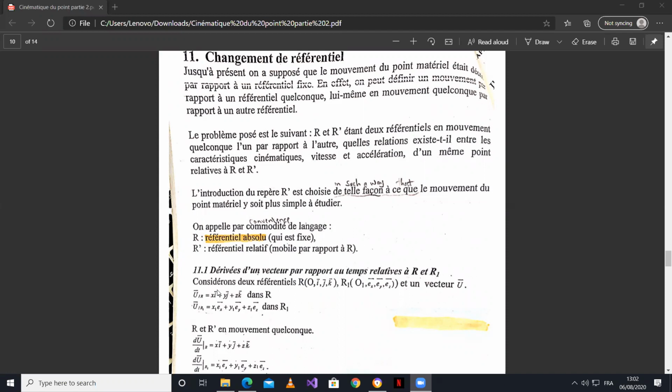Last time in the referential R, we had the base I, J, K directing us in terms of directions to go in. But in the referential R1, this time we are using the base EX, EY, EZ to direct us in which directions to go in, because it's a different referential.